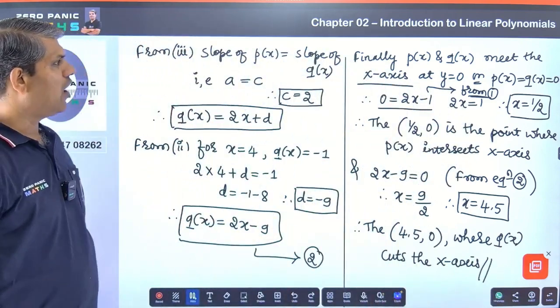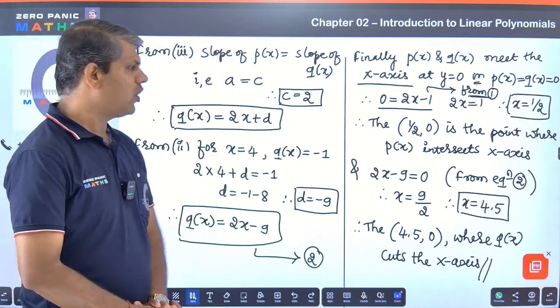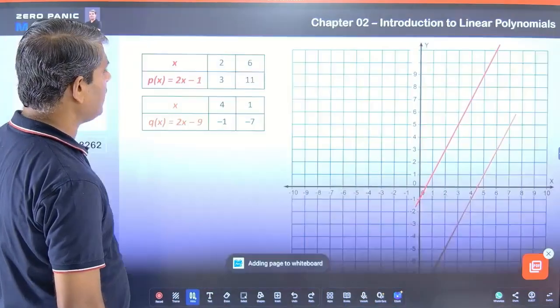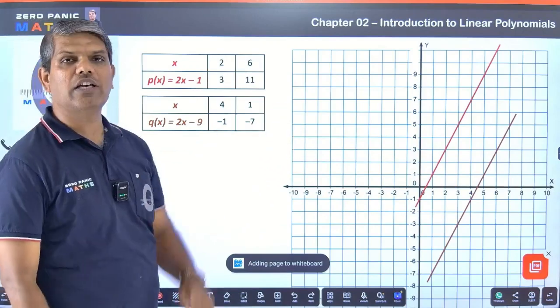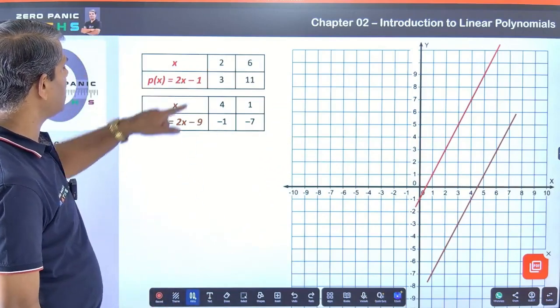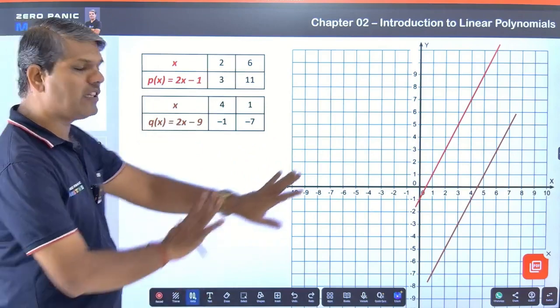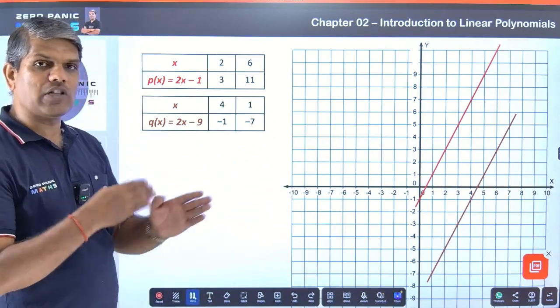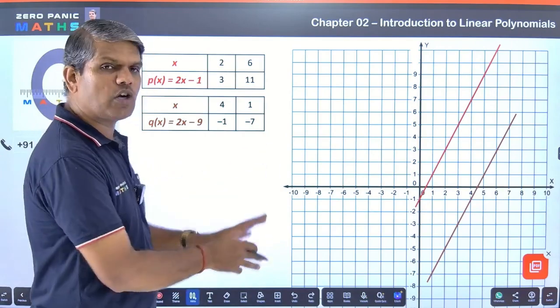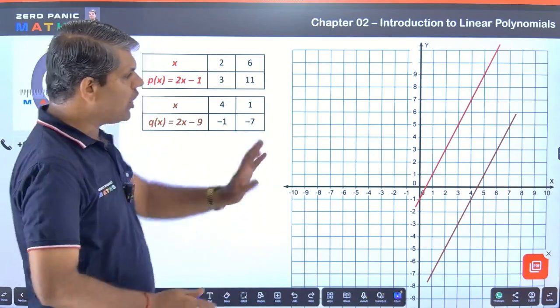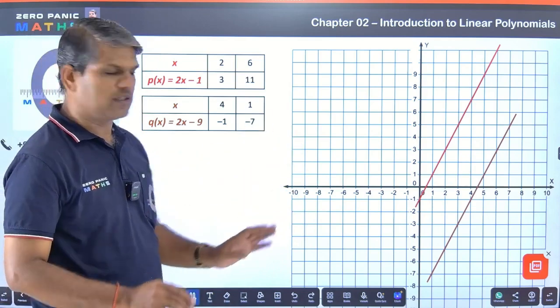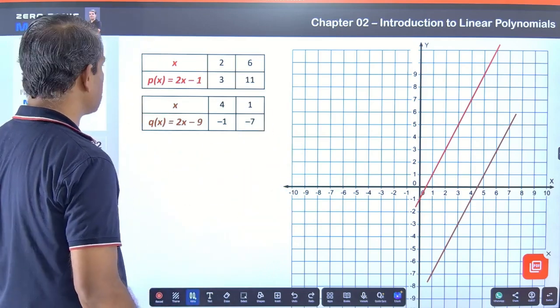Okay, now if you plot the graph, let me see whether I have plotted the graph for that. Okay, see, I have plotted the graph for 2x minus 1 and 2x minus 9. This is not part of the question, but for verification purposes I've just plotted it. If you want you can take it down, or this is not a part of the question. So just for verification I did this.